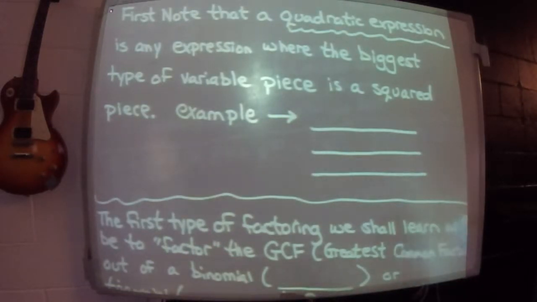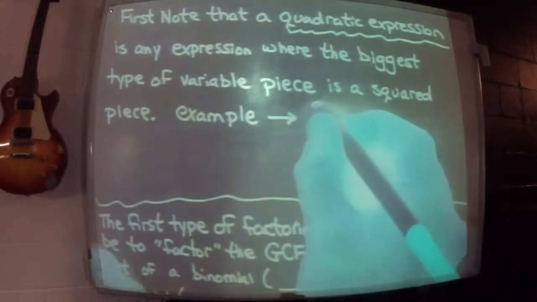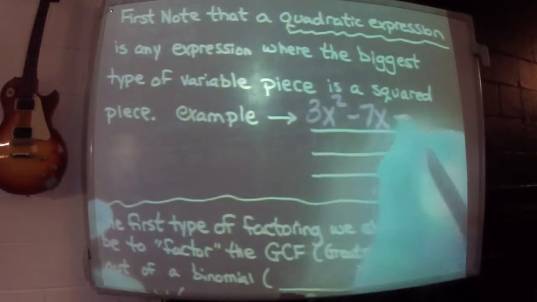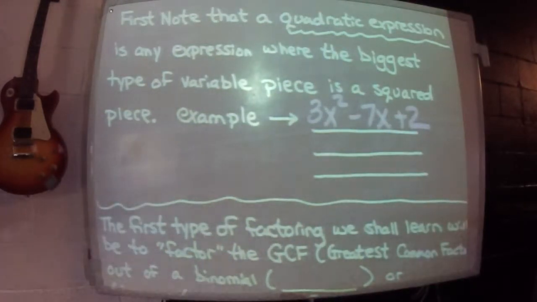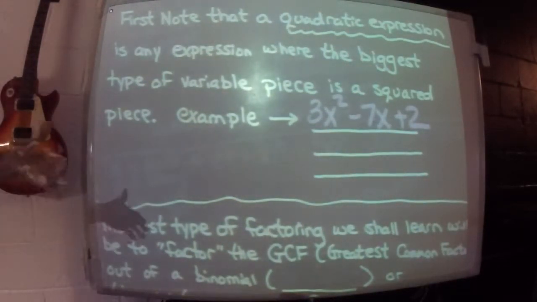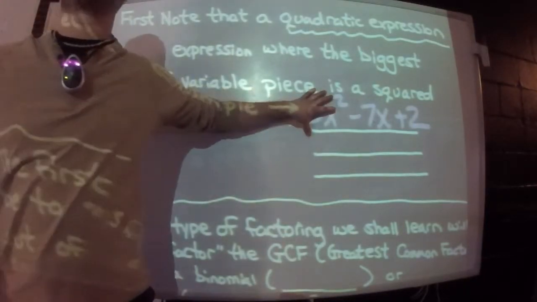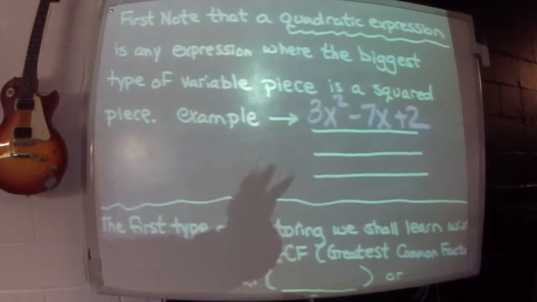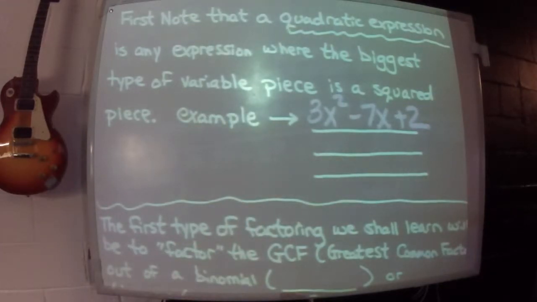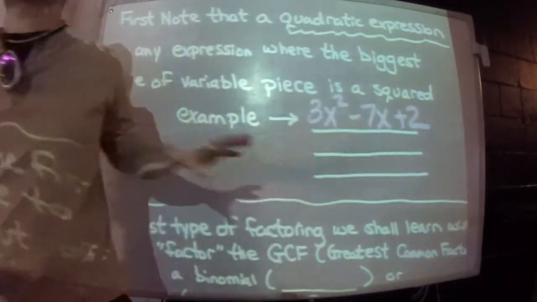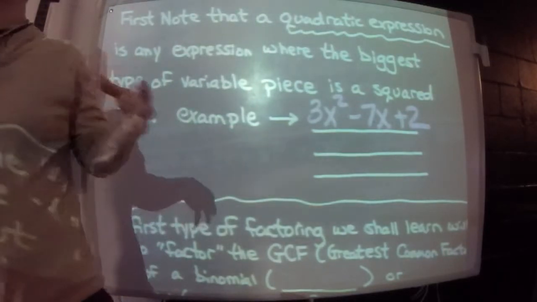piece that you're going to see is an x squared piece. So you might have 3x squared minus 7x plus 2. How many pieces are there? 3. And when I say the biggest type of piece, the biggest x piece you got is x squared. If I said x to the third, that's not quadratic. It's got to have an x squared in it, and that's the biggest type of piece. It also has an x piece, and it has a number piece. So the most pieces you can have are 3.